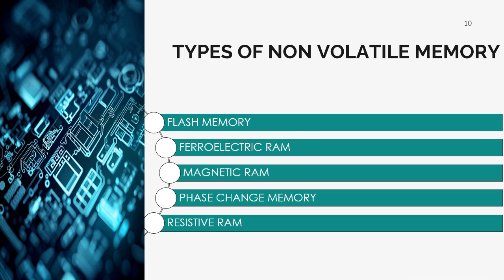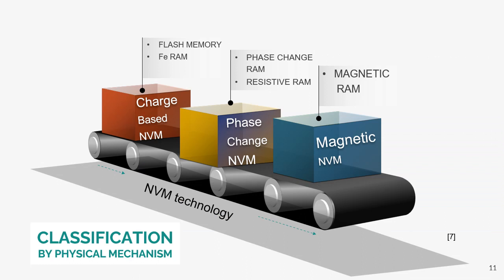These are the different types of non-volatile memory that we have to discuss today. First one is flash memory. Second one is ferroelectric RAM. Third one is magnetic RAM. Fourth one is phase change memory, and fifth one is resistive RAM. These five types of memory can be classified by the physical mechanism.